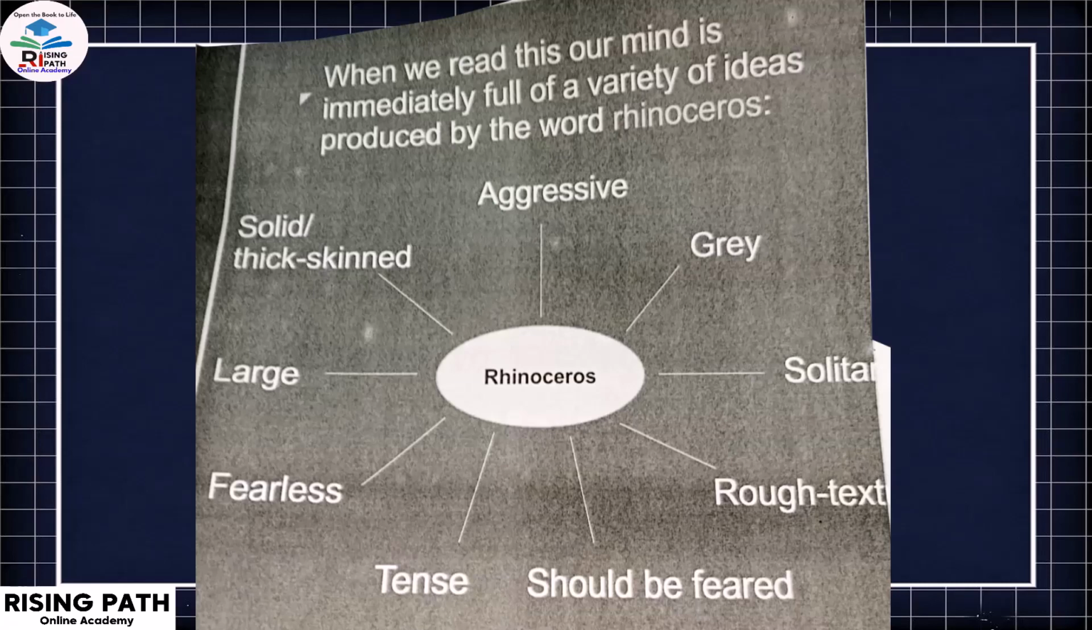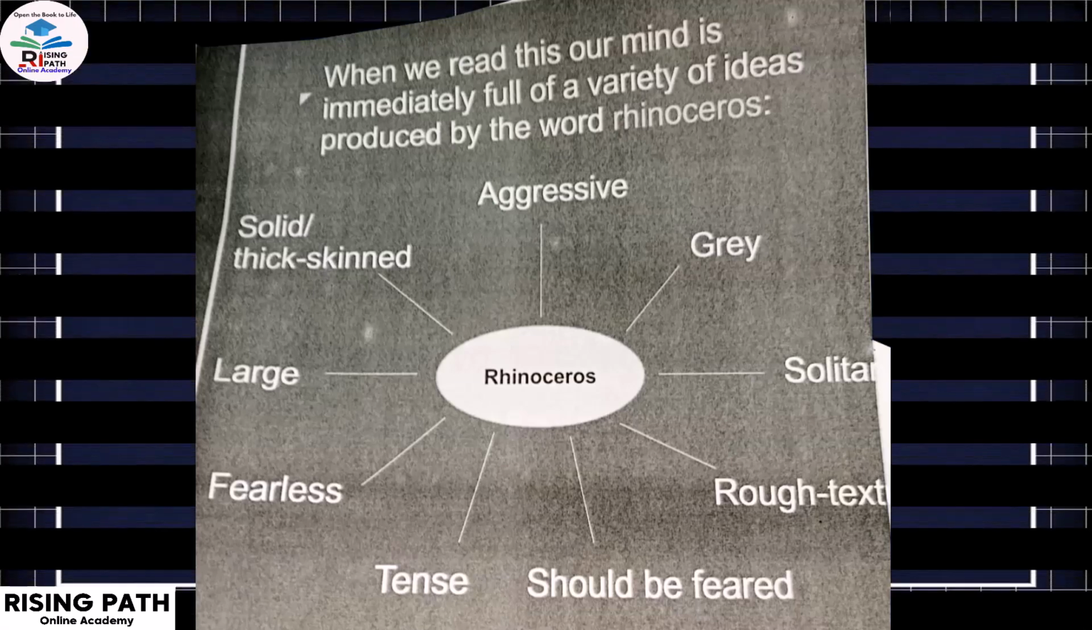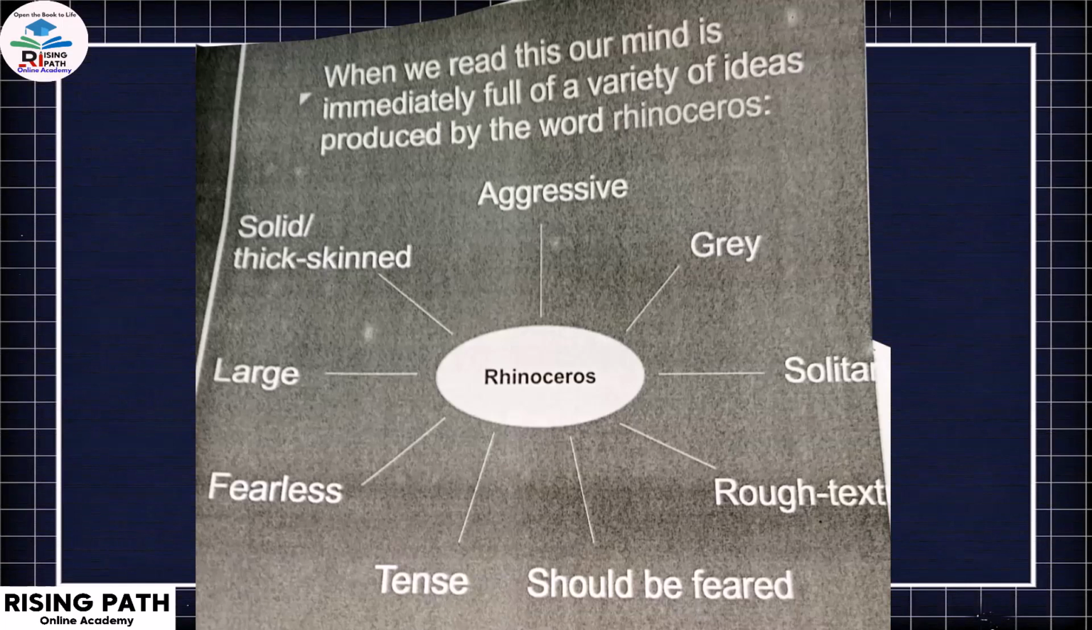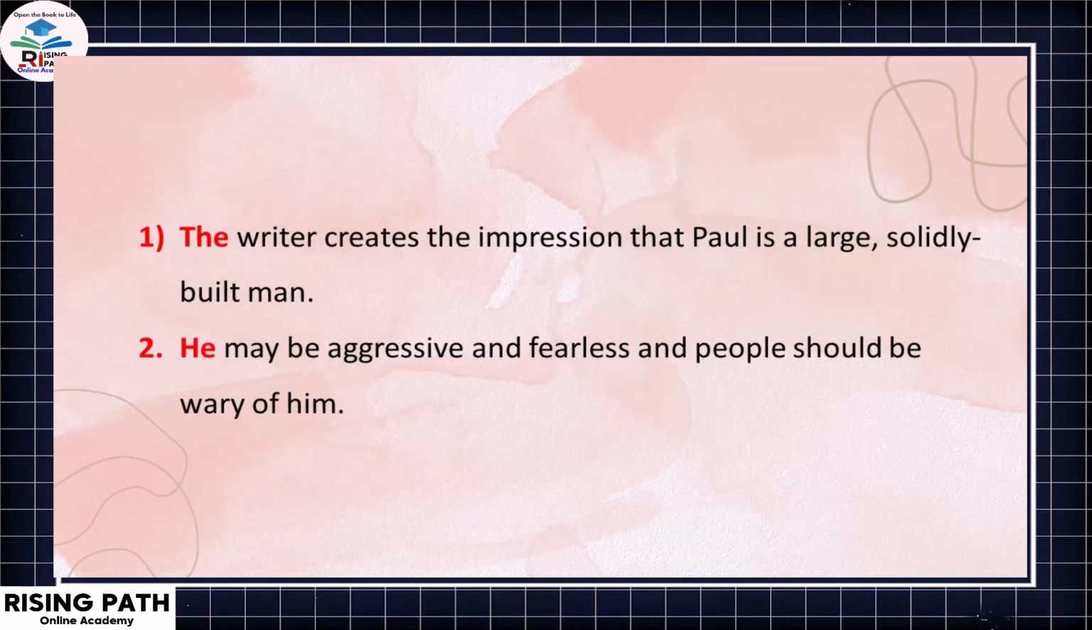You can see some of the words that would be coming to your mind. Just jot them down on the left side of your paper with a pencil, and then afterwards rub them out, because these are just your quick rough notes. Remember that for this kind of question you have to make quick rough notes and then rub them out with a pencil, and then arrange your answer in proper sentences. So as you can see, a rhinoceros can be aggressive, grey, solitary, should be feared, tense, fearless, large, solid and thick-skinned. So the question is what the two impressions are.